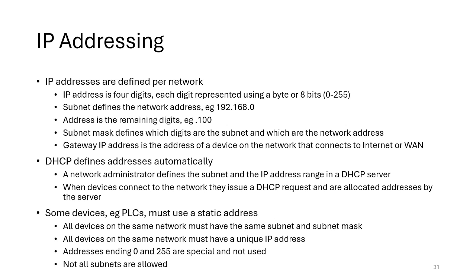So what we do is we take the IP address and we split it into a network address, which could be something like 192.168.0, and then the remaining digits is the actual address of the device on the network. And then there's a related subnet mask, which defines which is the subnet and which is the network address. And if you're connecting to the internet, there will also be a gateway IP address. This is the address of the device on the network that connects to the internet or the wide area network.